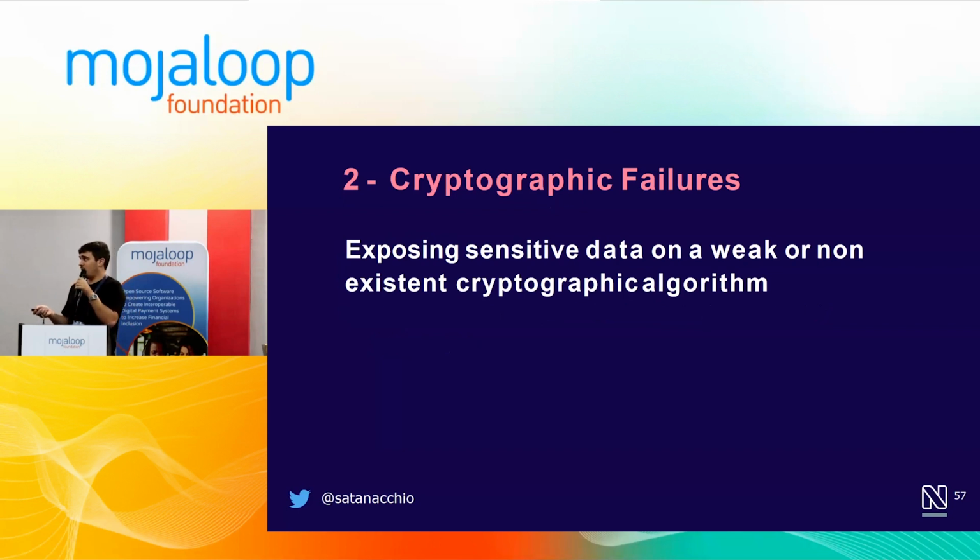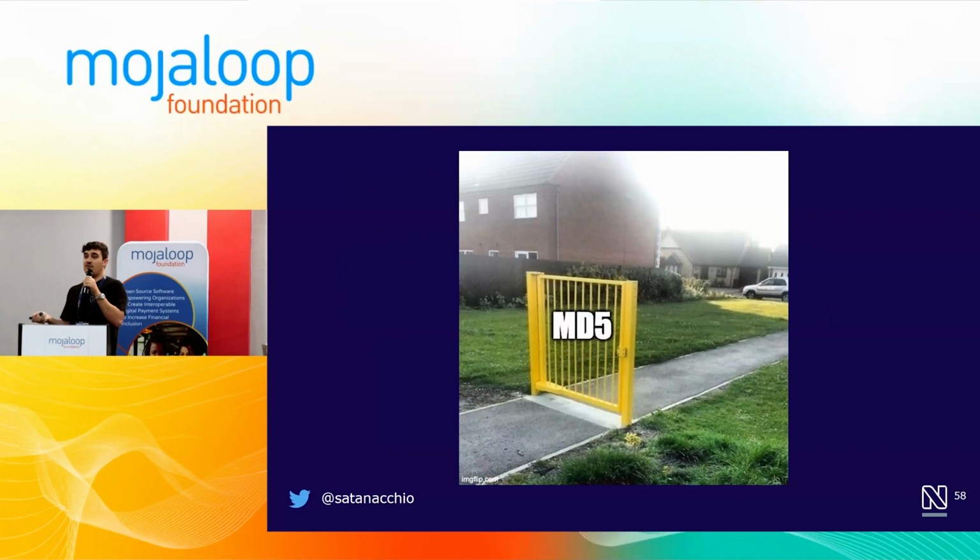But there are some cryptographic algorithms that are weak. The most common one is MD5. MD5 is considered a weak encryption algorithm. It's actually a hashing function. So don't use MD5, because if you go on Google and search MD5 decoder, it's going to take 1 second to decode your password.